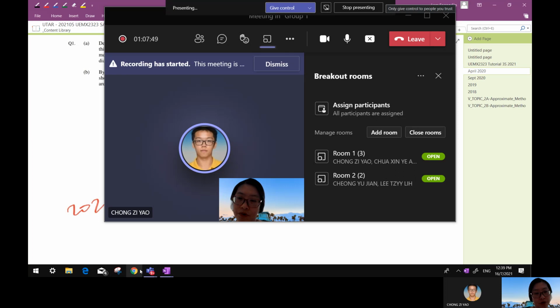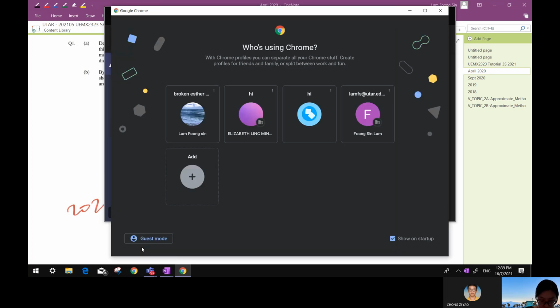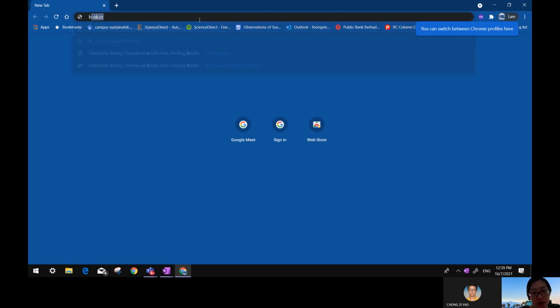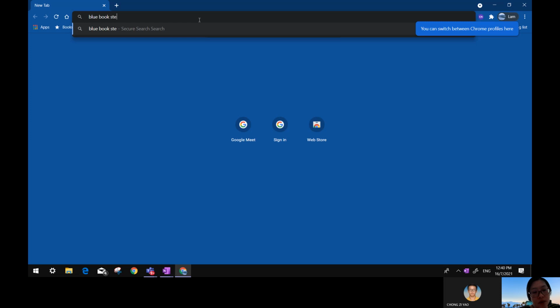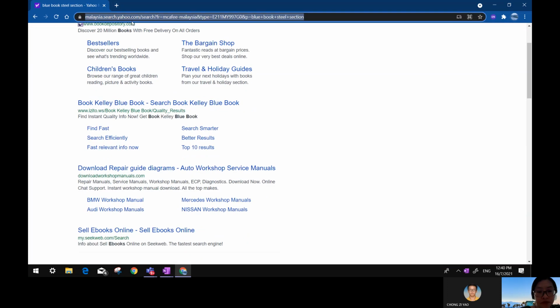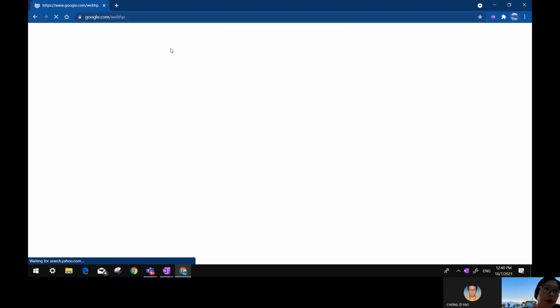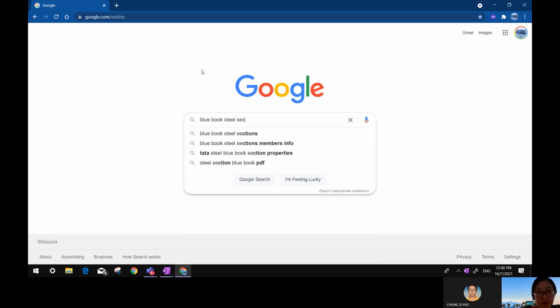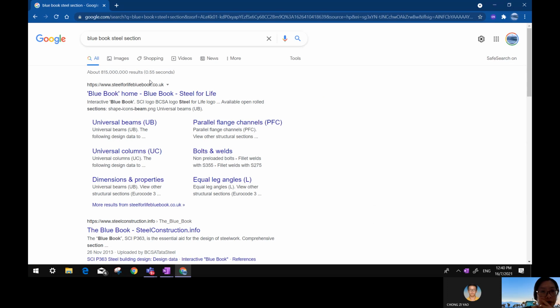Typically, the Young's modulus we just assume 210 GPa based on the Eurocode steel design. So here you just go to the blue book. Blue book. Okay. Steel sections. The Steel Construction blue book for this is the UK sections. You can just use this.